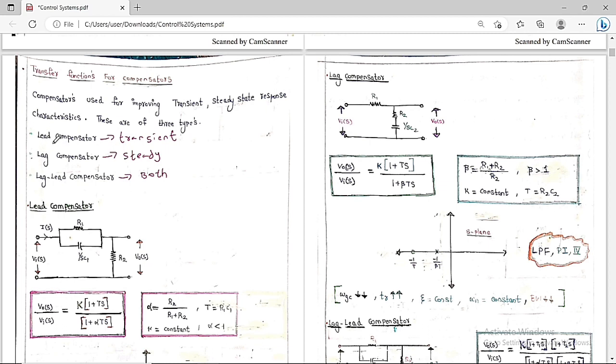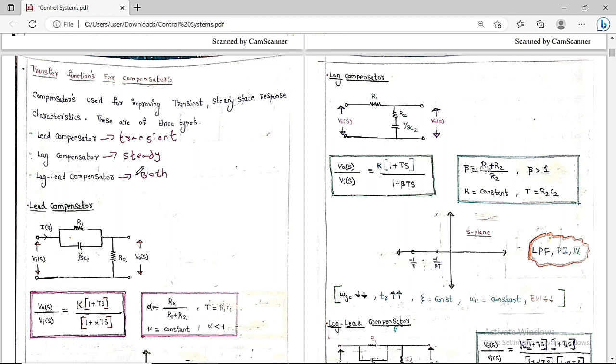See, here lead has more letters, and lag has fewer letters. Compared to the transient and the steady state, the transient has more letters compared to the steady state. So the larger word goes with the transient response and the smaller word goes with the steady state. Therefore, lead compensator is always used to improve the transient response, lag compensator is always used to improve the steady state response, and lag lead compensator is used to improve both.